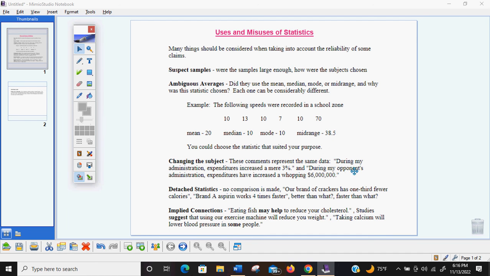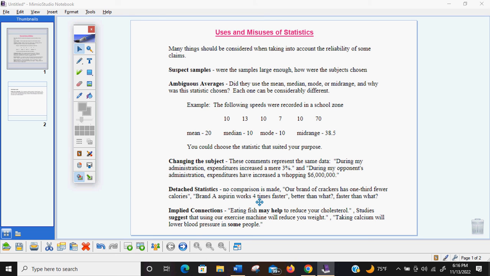Another thing they do is change the subject. These comments represent the same data. During my administration, expenditures increased a mere 3%. Doesn't sound bad. During my opponent's administration, expenditures have increased a whopping $6 million. That sounds horrible, but that would represent 3%. It's all in how you sell it in your commercial. So you have to be very careful about what they're saying.